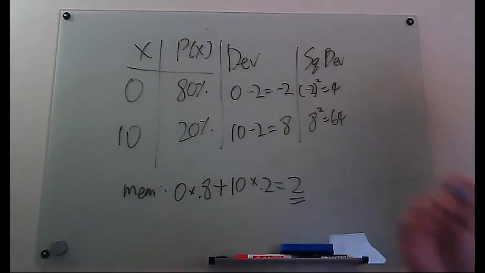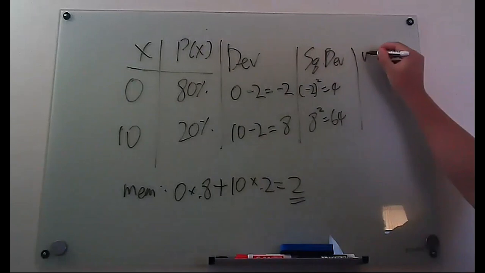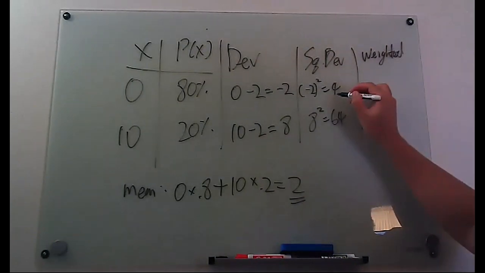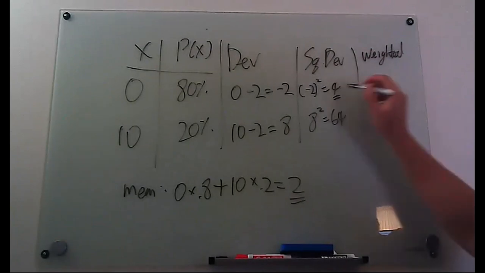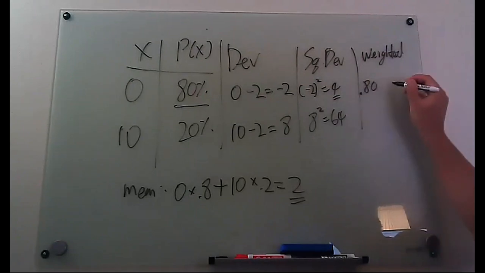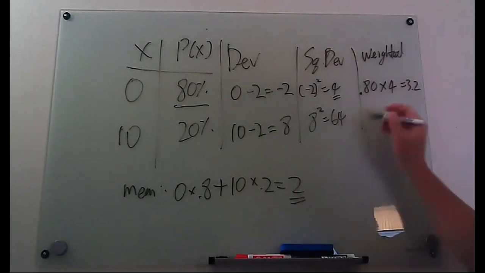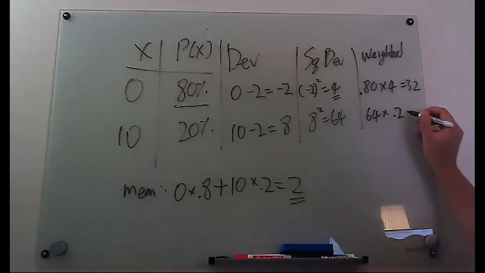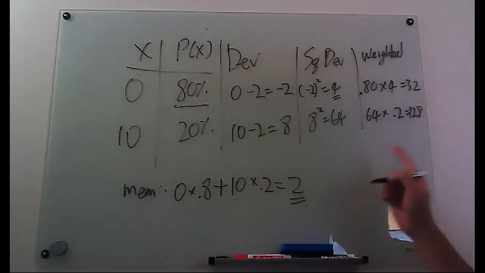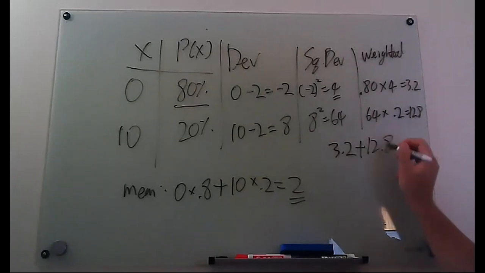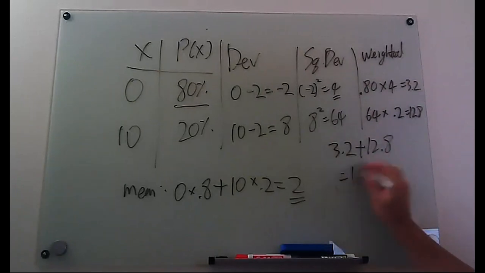If you remember the previous step, I will get the probability weighted square deviation. So 80%, which is 0.8 times 4, is 3.2, and 64 times 0.2 is 12.8. The next thing is 3.2 plus 12.8 equals 16. That is your variance.